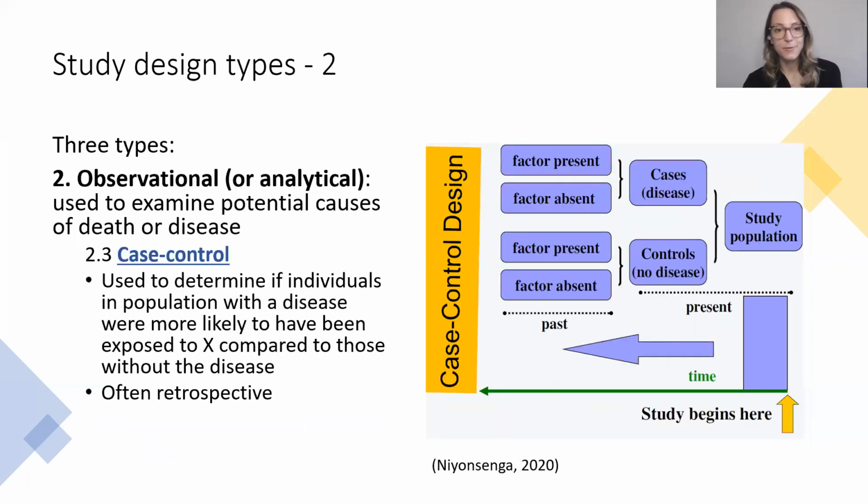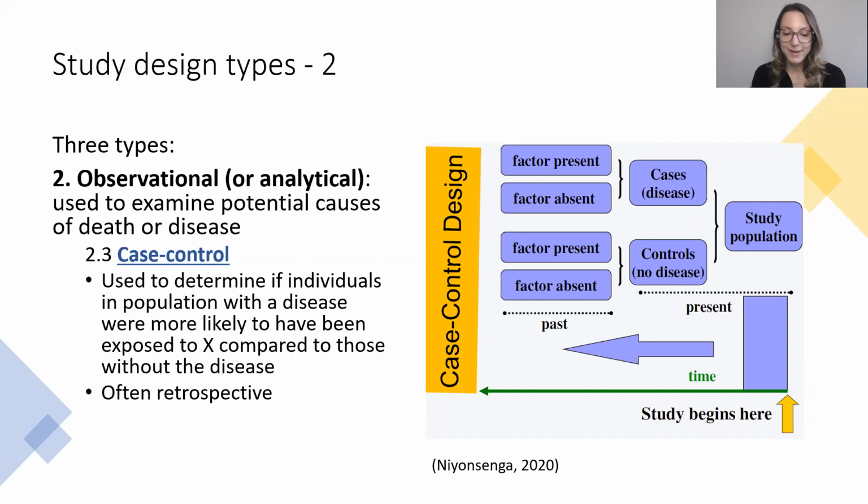Now, the next type of observational design is a case control. These are used to determine whether individuals in a population with a disease are more likely to have been exposed to something, or more likely to have some sort of risk factor compared to those without the disease. So this is cases, those people with disease, versus controls, the people without the disease. What makes it different from the others is that you're working backwards. Usually you're asking people to recall certain factors that they may have been exposed to in the past.